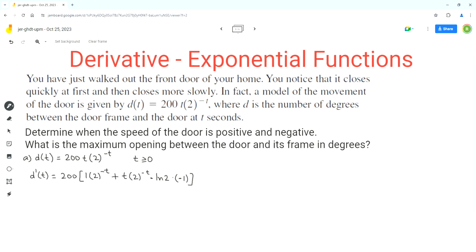Now we can simplify this expression. In the first part, 1 times the exponential term will be equal to the exponential term. In the second part, multiplication by negative 1 will make the whole term negative. Now we can simplify the expression in the parentheses by factoring out 2 to the power negative t.